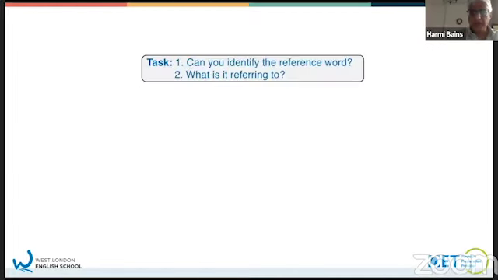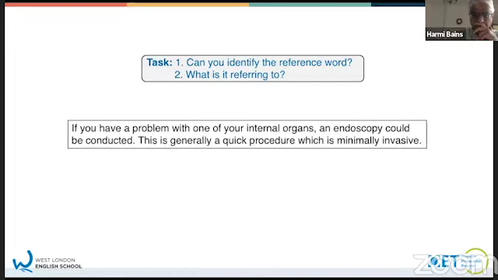Okay, so here's a quick task for you to do. And like I said, if you have questions, please just put them into the chat. And we're just going to do a quick task then. There's two questions. Can you identify the reference word and what is it referring to? Okay, this won't take you long. It's 30 seconds. You're not even going to need that.